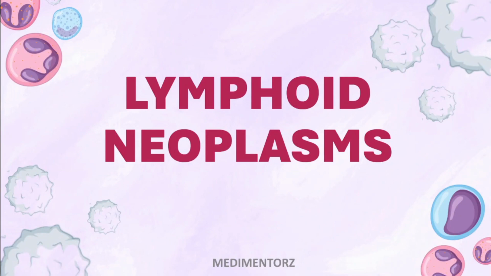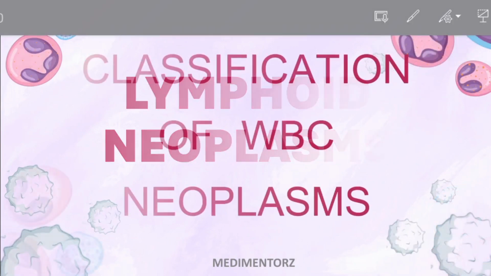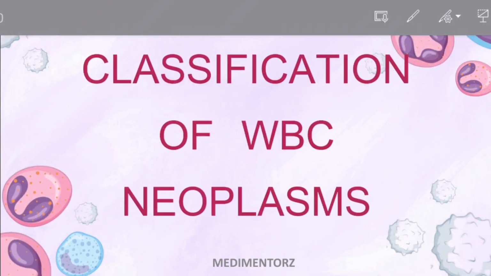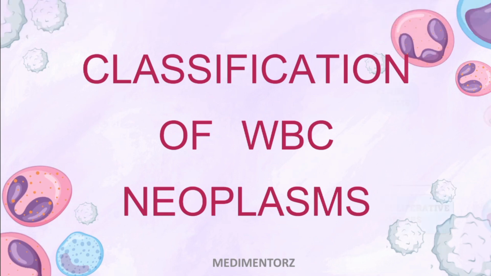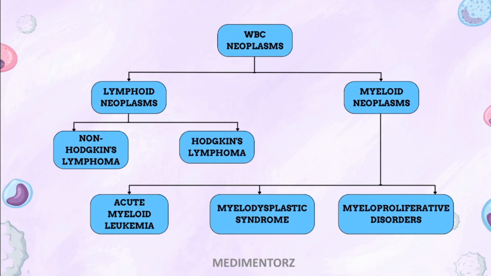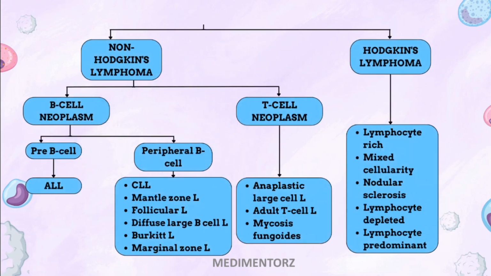In this video, we will be seeing about the lymphoneoplasms. First, let us see about the classification of WBC neoplasms. The WBC neoplasms are broadly classified into lymphoneoplasms and myeloneoplasms. In lymphoneoplasms, we have non-Hodgkin's lymphoma and Hodgkin's lymphoma, whereas in myeloneoplasms, we have acute myeloid leukemia, myelodysplastic syndrome, and myeloproliferative disorders. The non-Hodgkin's lymphoma is further classified into B-cell neoplasm and T-cell neoplasm.